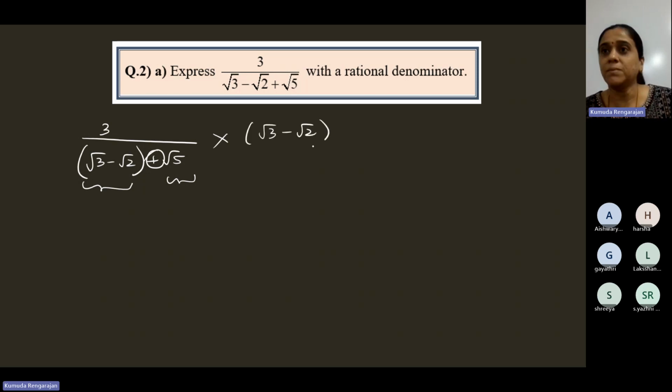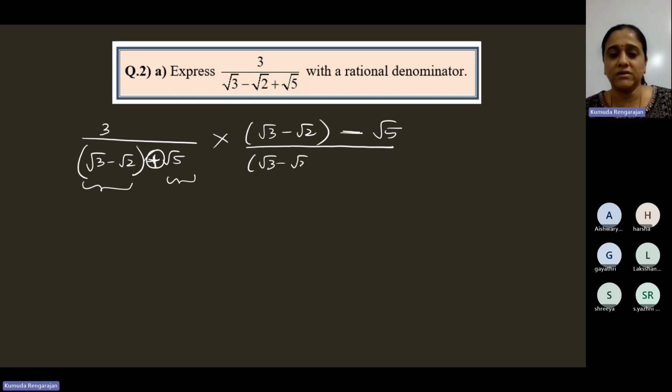This is the first term. This is the second term. In the denominator, they are separated by a plus sign. So in the conjugate, the numbers will be separated with a minus sign. And you'll have to divide by the same thing. The same thing. Correct? Yeah.